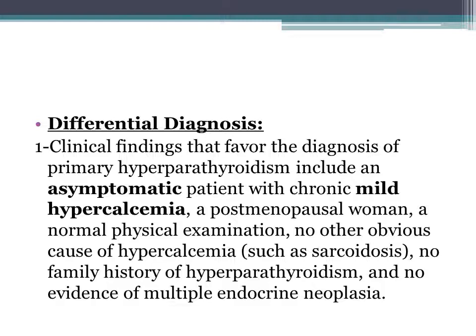Differential diagnosis of hyperparathyroidism. Clinical findings that favor the diagnosis of primary hyperparathyroidism include an asymptomatic patient with mild hypercalcemia, a postmenopausal woman, a normal physical examination, no other obvious causes of hypercalcemia, no family history of hyperparathyroidism, and no evidence of multiple endocrine neoplasia. And this is the differential diagnosis of primary hyperparathyroidism.